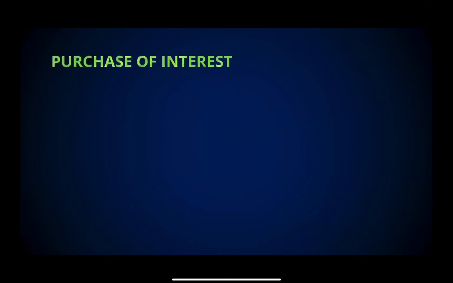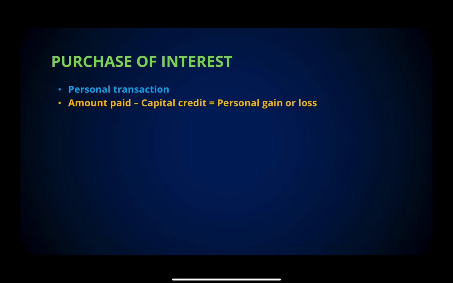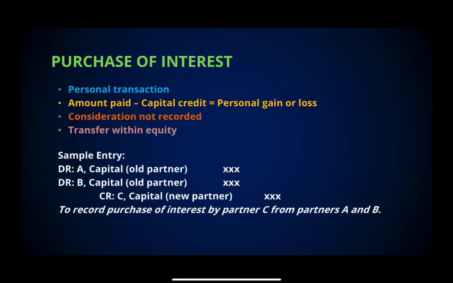A new partner may be admitted when he purchases part or all of the interest of one or more of the existing partners. This is a personal transaction between and among the partners, and thus the difference between the amount to be credited to the new partner's capital account and the amount actually paid will be accounted for as a personal gain or loss. Consideration paid or received by the partners will not be recorded in the books. The only entry to be made in the partnership's books is a transfer within equity. Here's a sample entry related to purchase of interest.